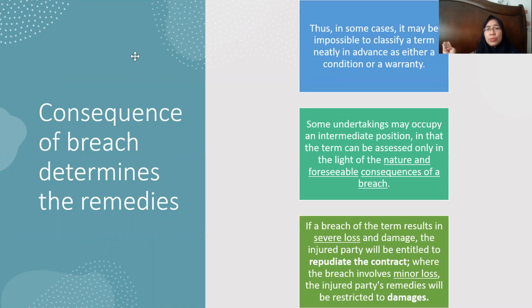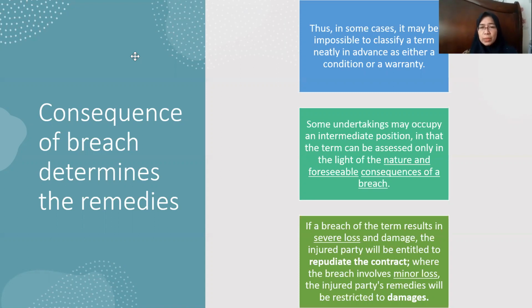Okay, so what the court can do is assess by referring to the nature and foreseeable consequences of a breach. So the court will look at the consequences. Then only can we tell, oh, this is a term, or this is a condition, or this is a warranty. But when they sign, we cannot tell whether it is a condition or a warranty. So we need to know what the real consequence is whenever it happens later.